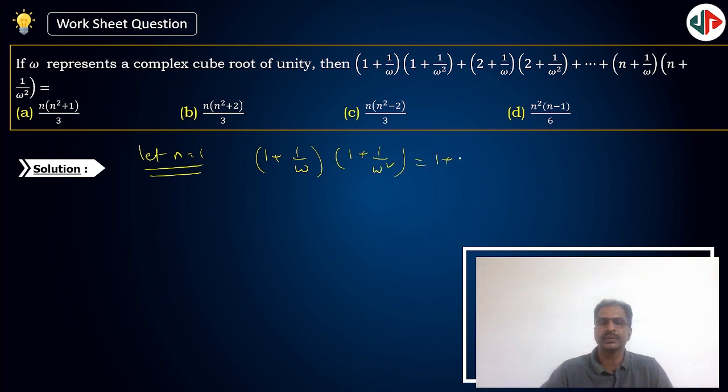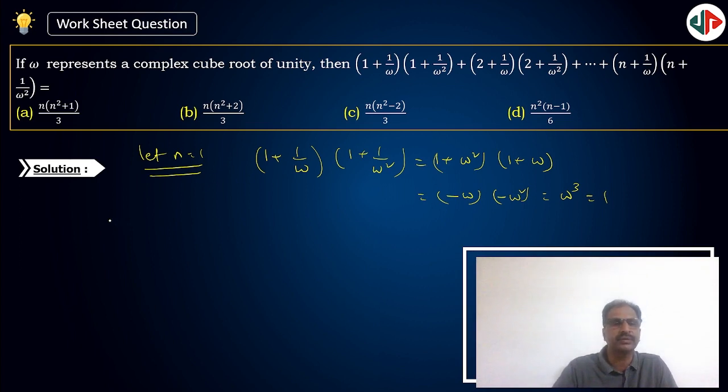Now 1 plus 1 by omega is nothing but omega square. 1 plus 1 by omega square is nothing but omega. And 1 plus omega square is minus omega. 1 plus omega is minus omega square. So altogether you get omega cube, which is 1. So by taking n as 1, I got 1.